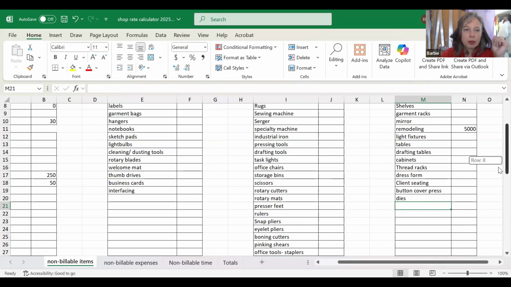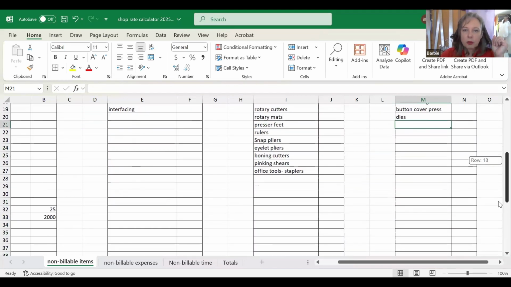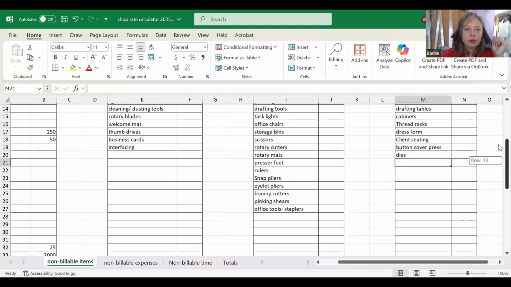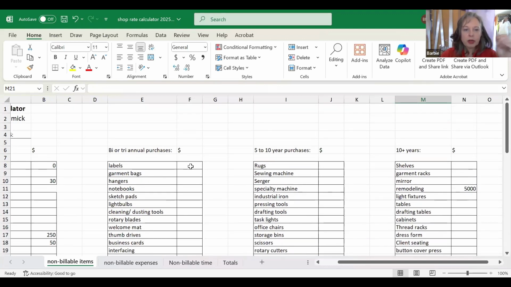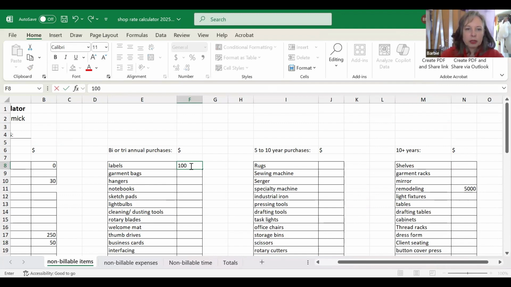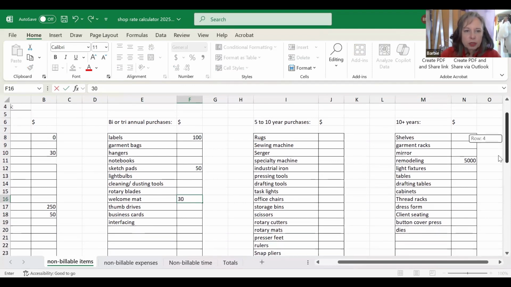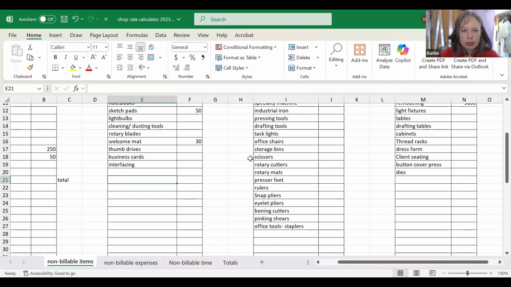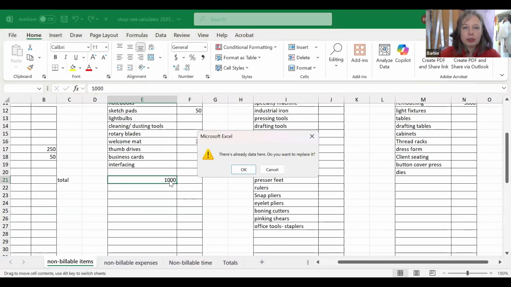Okay, now at the bottom of all of these, you can always simply put in a total. You don't have to list, again, that I spent $100 on labels and $50 on a notepad. I spent 30 on a new welcome mat. You can put those all in there, or you can simply put a big total if you've gone through and you just don't want to separate out little things. I'm going to guess and say, okay, I spent $1,000 here. Whoops, and I put that in the wrong place. Okay.